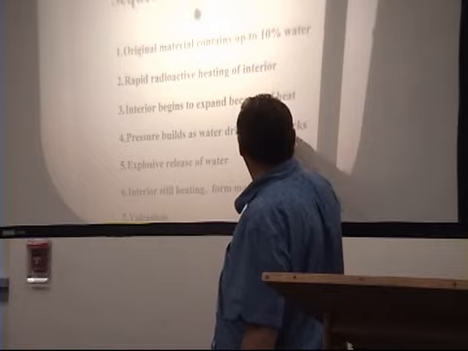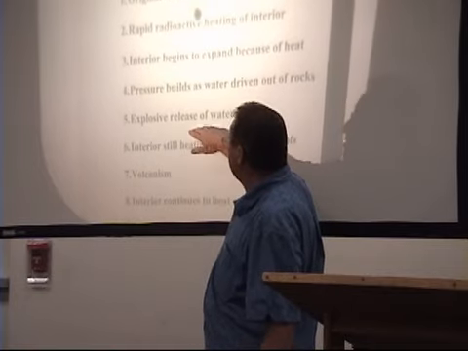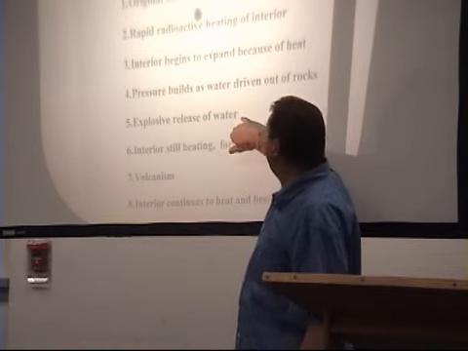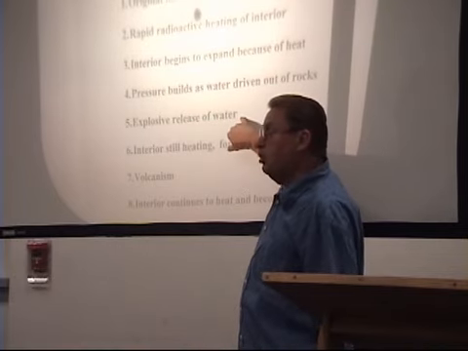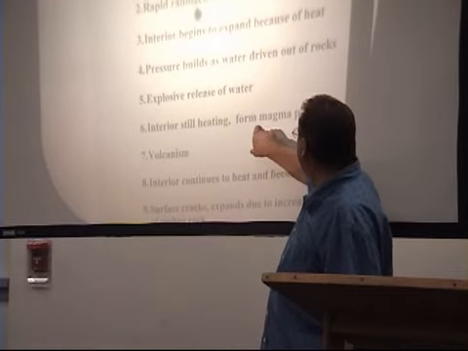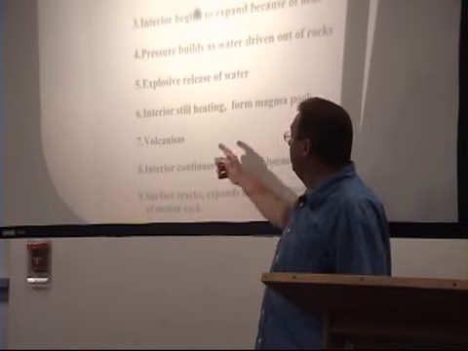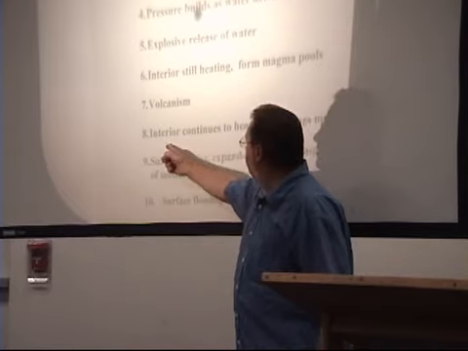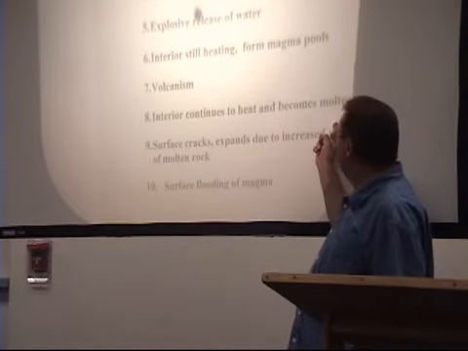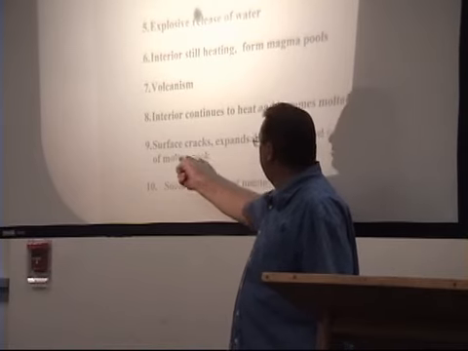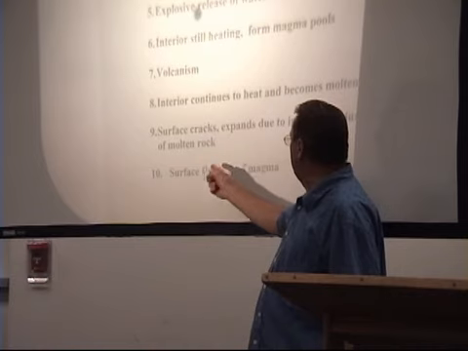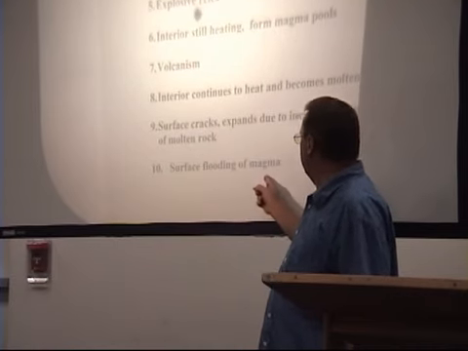The pressure drives the water out of the rocks, and then eventually it builds up and builds up under the crust until eventually there's an explosive release of the water. And then after that, the interior still keeps heating and forms magma, and there is volcanism. And then the interior continues to heat and becomes molten. And as the interior becomes molten, the surface cracks and expands due to increased volume of molten rock. And then you have surface flooding of magma.